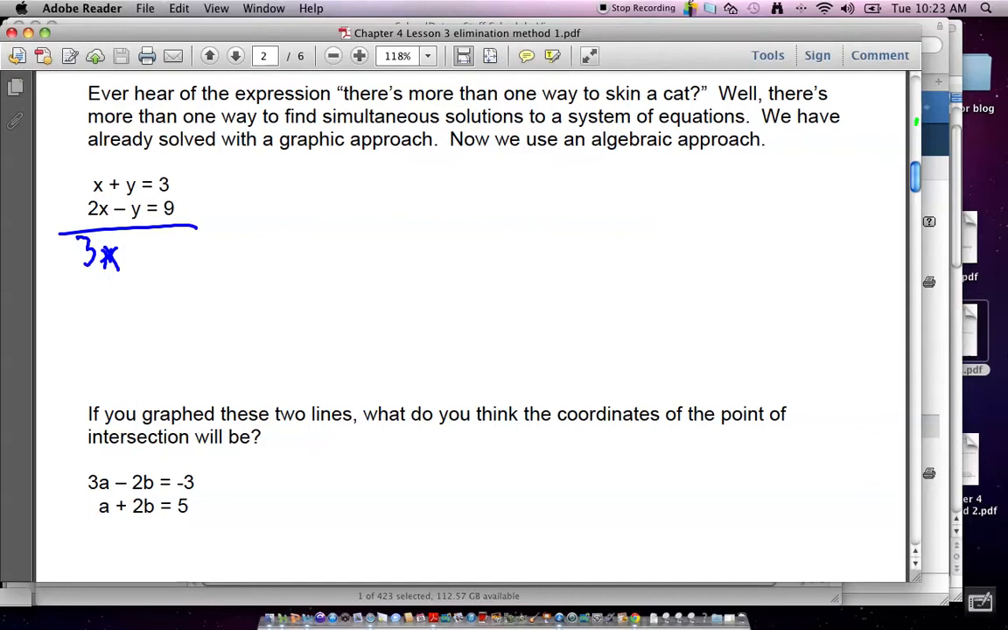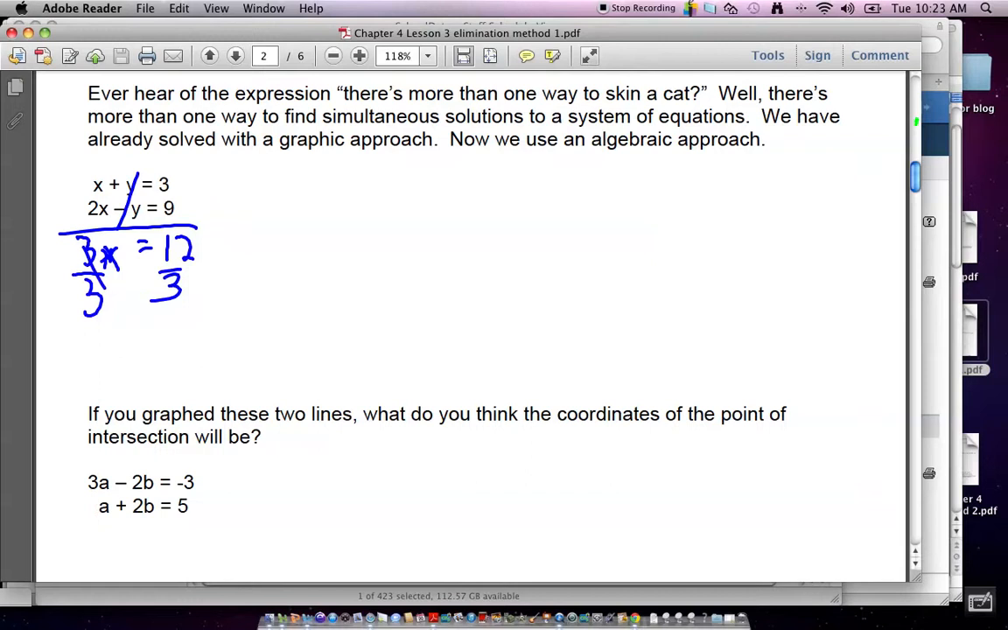Notice again, look at the signs. What are the signs, everybody? They're opposites. That's extremely important. You want opposite signs. And positive y and negative y, if I add them up, they add up to nothing. Equals, and what's 3 plus 9? 12. Then I'm going to divide by 3. So isn't that just like solving an equation? And isn't solving an equation algebra?